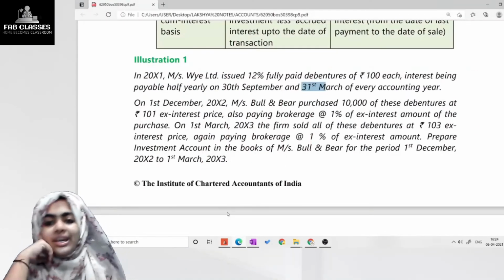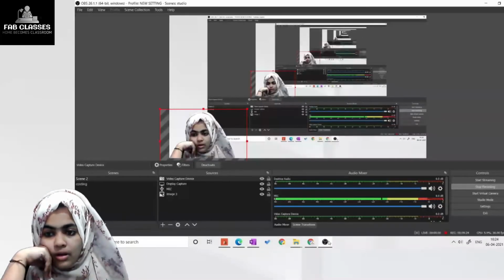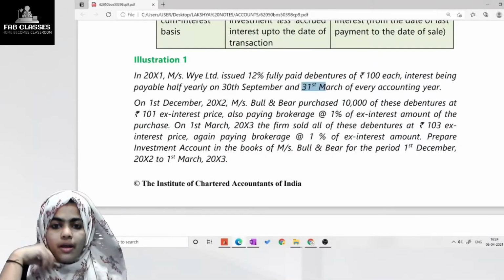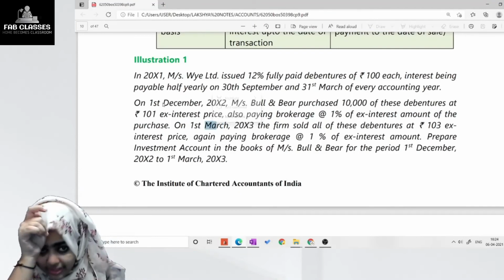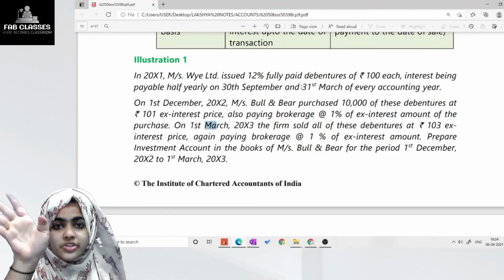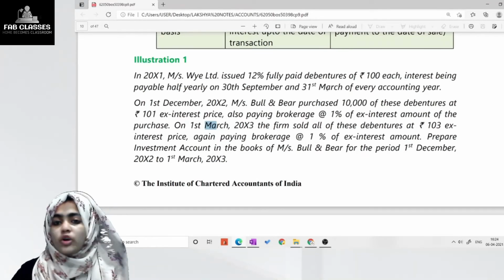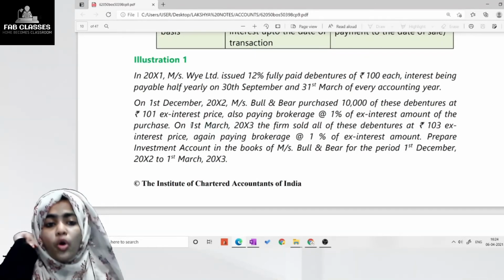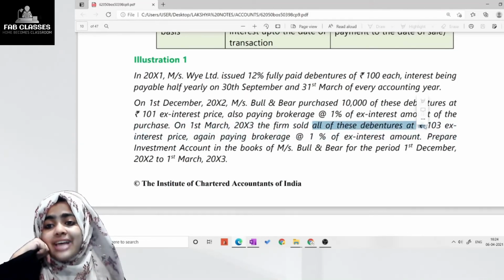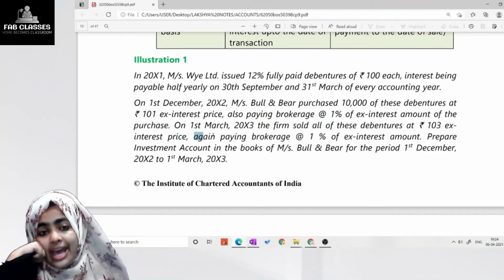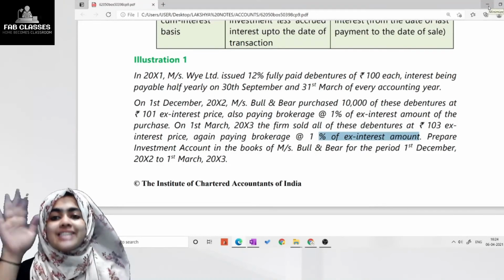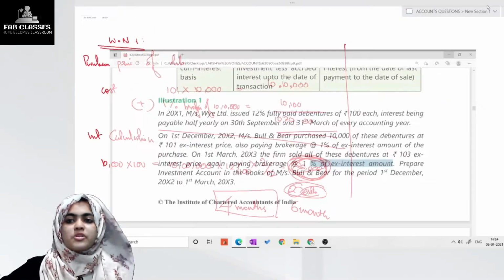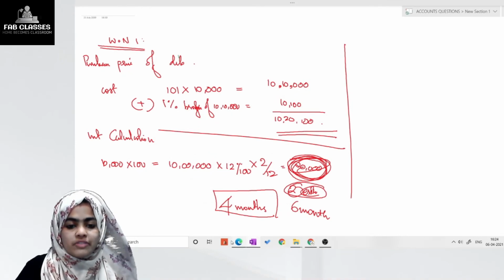Now let us take a look at the second entry. 1% of X on 1st March 2013. After 1st December, there is no in-between interest to be received, because the interest will be received on 31st March. But on 1st March 2013, the firm sold all of these debentures at 103 ex-interest price, paying brokerage at 1% of the ex-interest amount. Selling means investment goes, money comes. Bank account debited to investment.